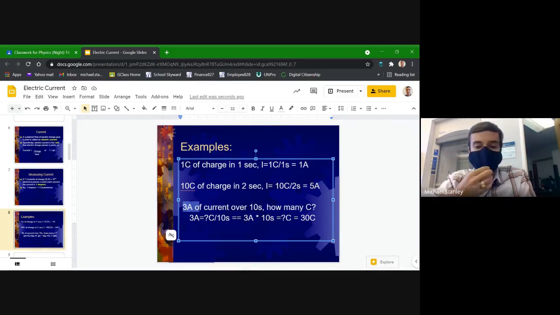You can also think of it as 1 amp is 1 coulomb per second. So 3 amps is going to be 3 coulombs per second. So that means that if we have 3 coulombs every second, and we're looking at it over 10 seconds, we're going to end up with a total of 30 coulombs.